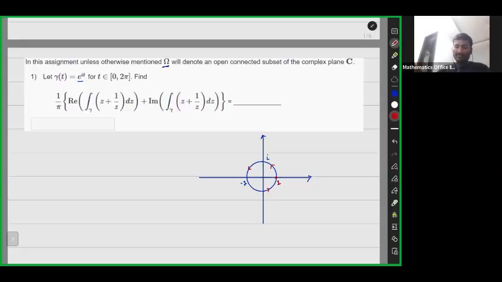Now we know the curve, and we want to calculate some value of integrals. So what is written inside this box? 1 by pi. Leave it like that. Whatever is written inside, we are taking. So the integral, okay, we will calculate separately.